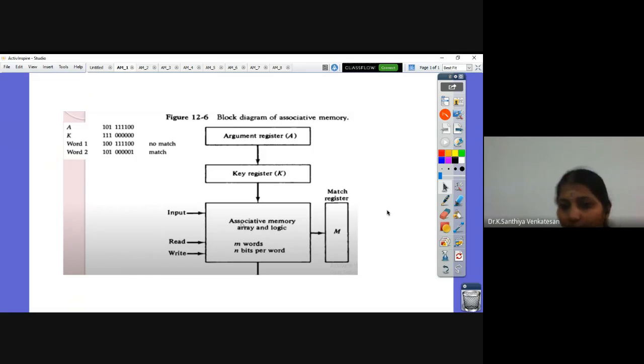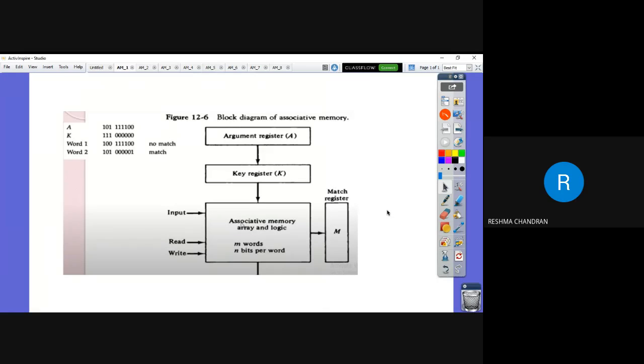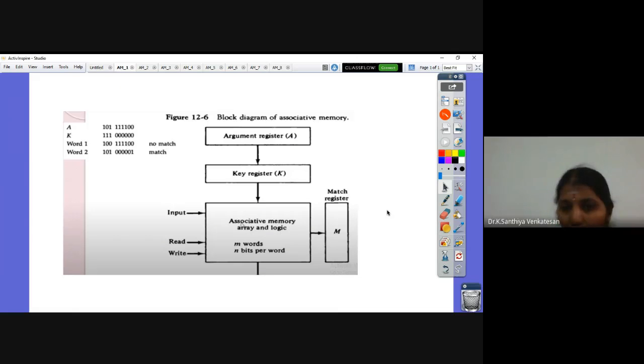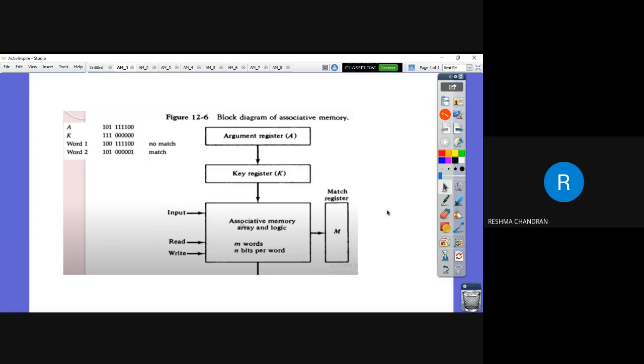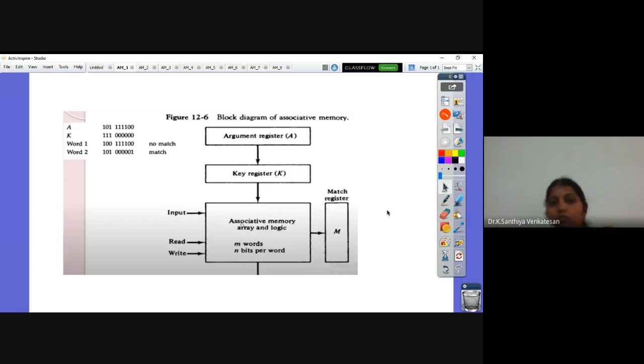When will the match register be set to 1? If all the bits contain one, ma'am. Yes, correct. That is, if all the bits of the word in the argument register match exactly with the word we have stored in the associative memory. So if all the bits match, then the match register will be 1. Yes, very good, ma'am. Very good.